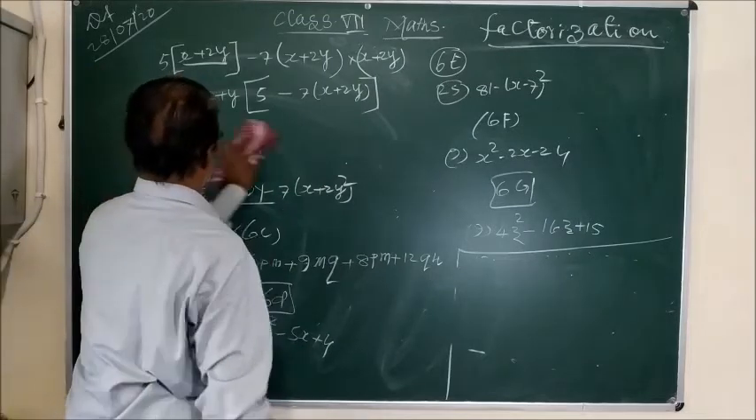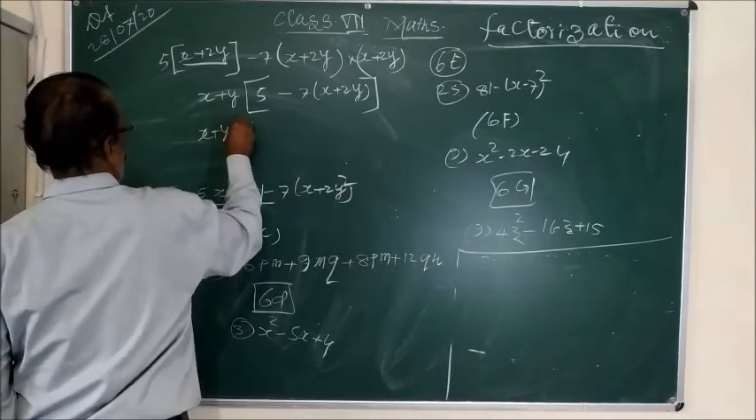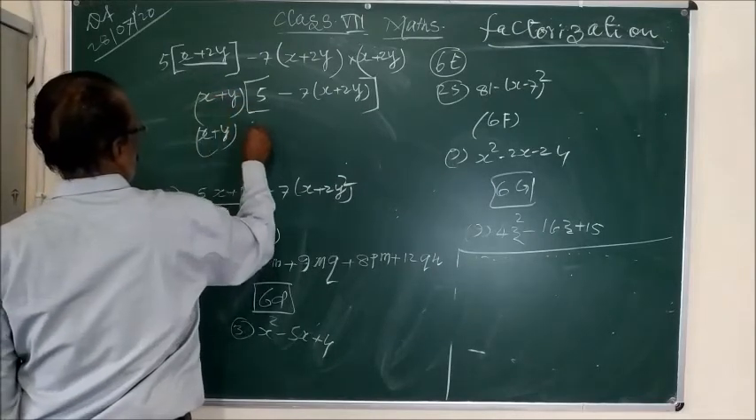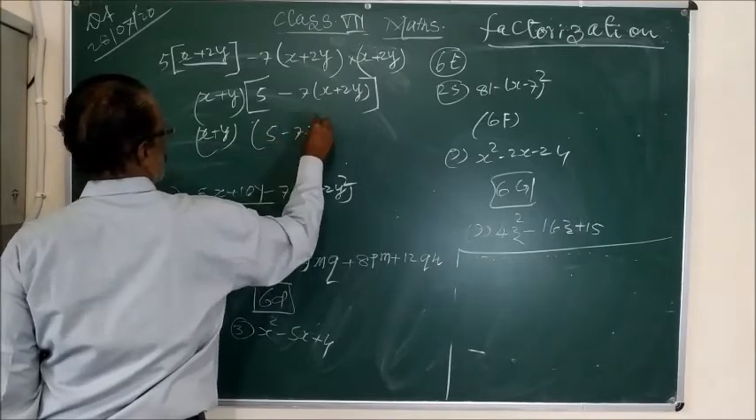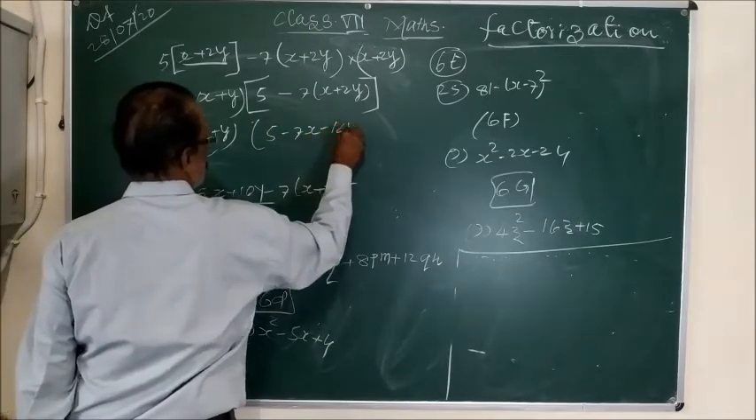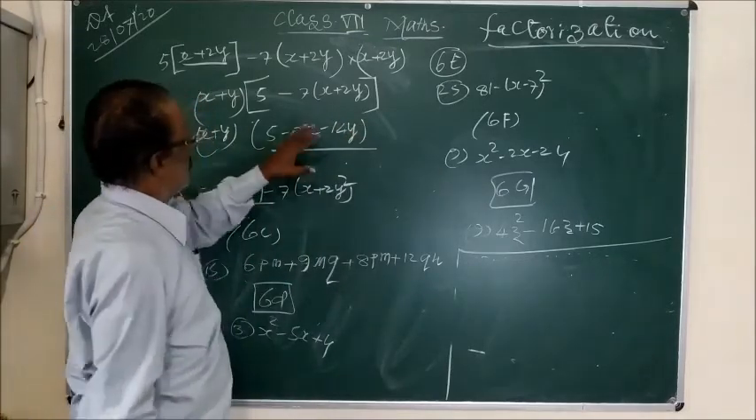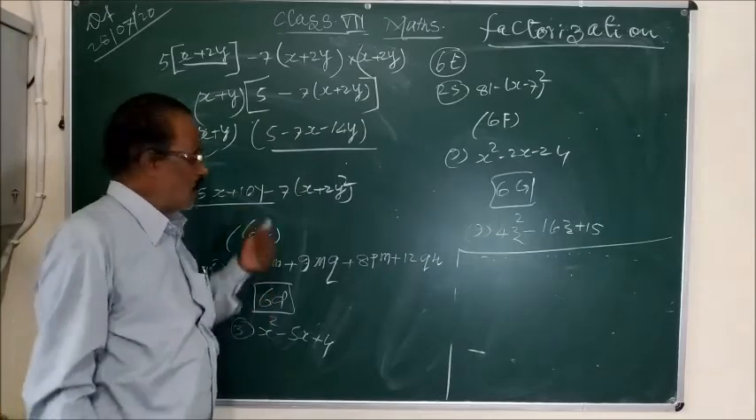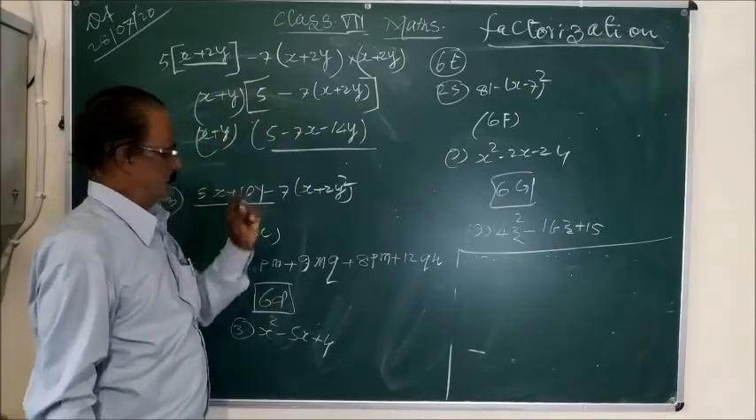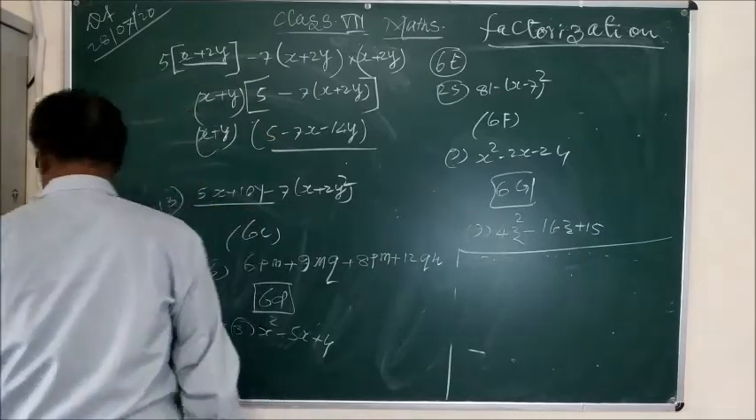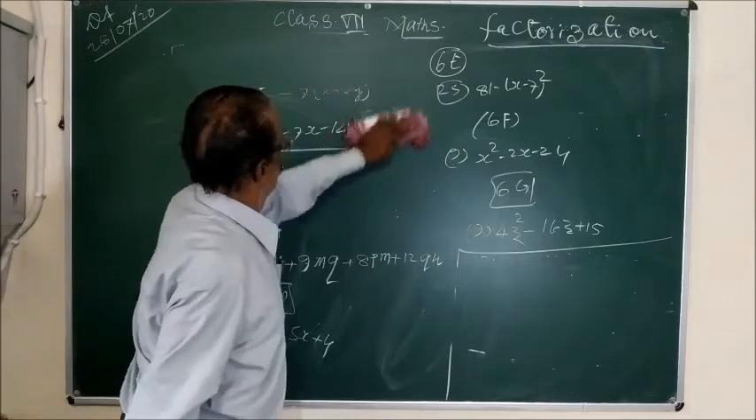Now you see, x plus 2y, and now this will be 5 minus 7x or minus 14y. These are unlike terms. So this is the factorization of this question. And if you multiply, you will get like that. So this is another type of question. Now you come to C.